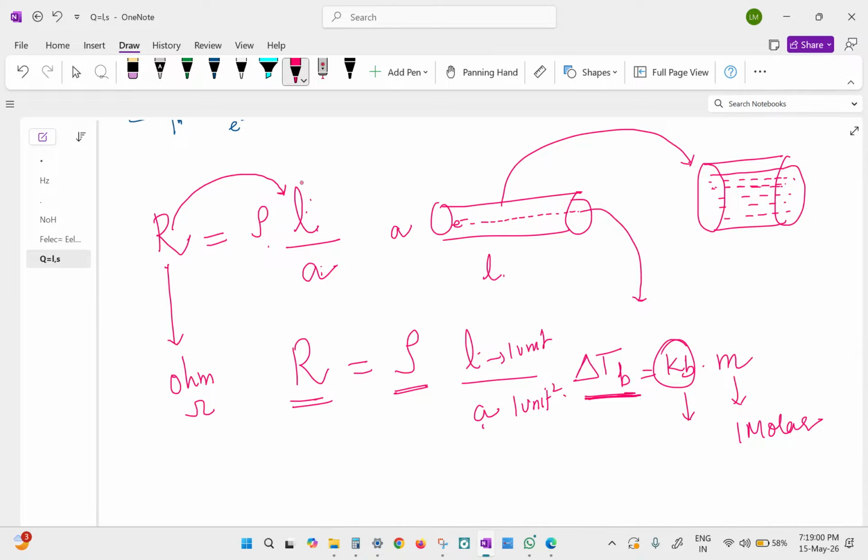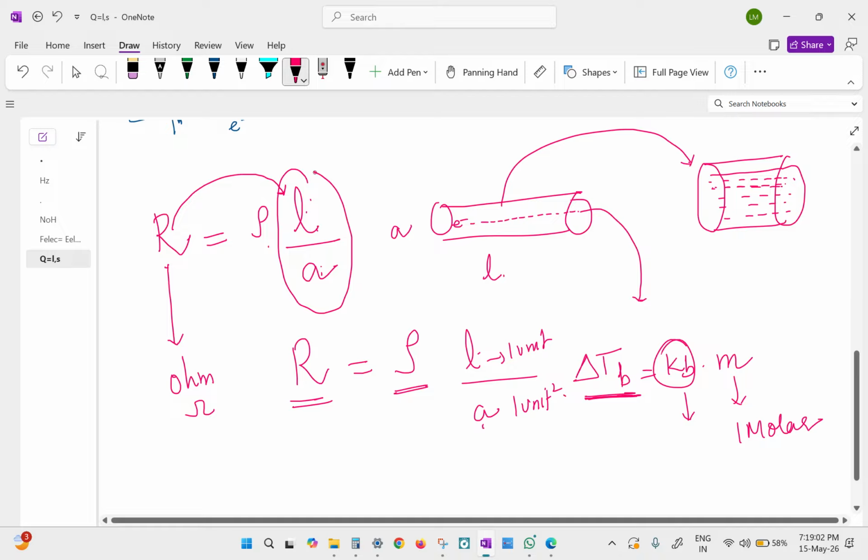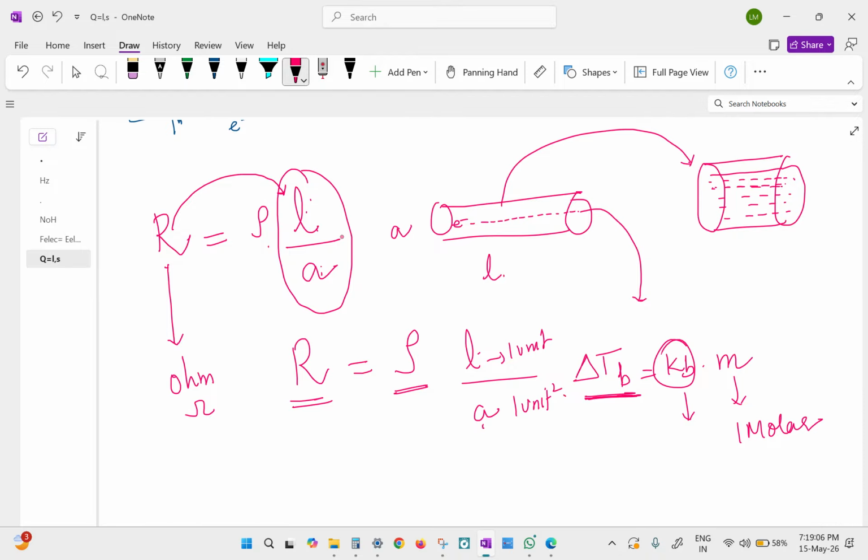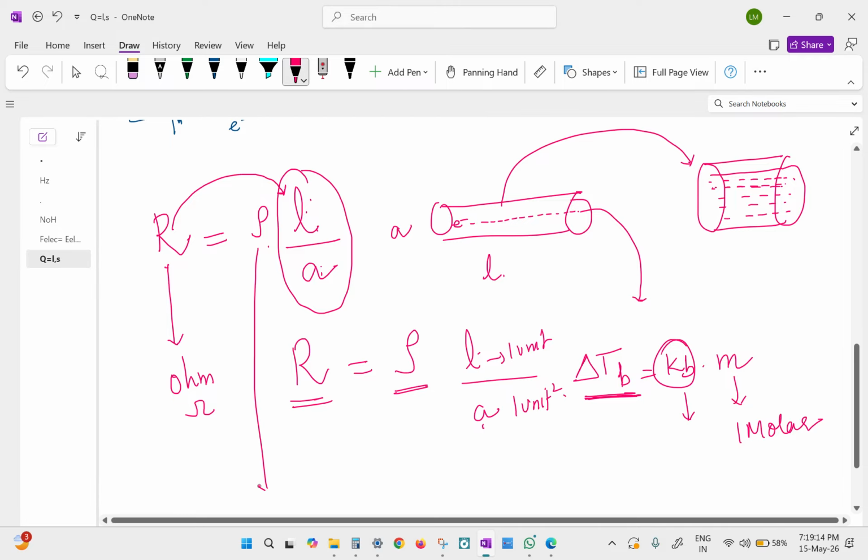What is the unit of L upon A? Meter inverse. Okay. What will be the unit of rho then? Ohm meter. Okay.